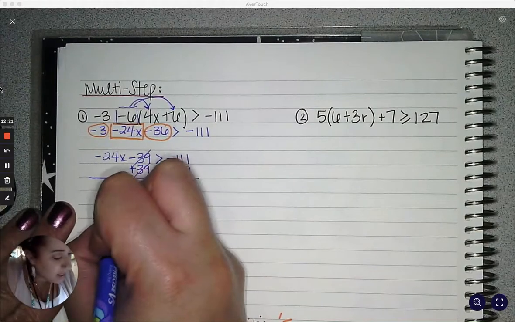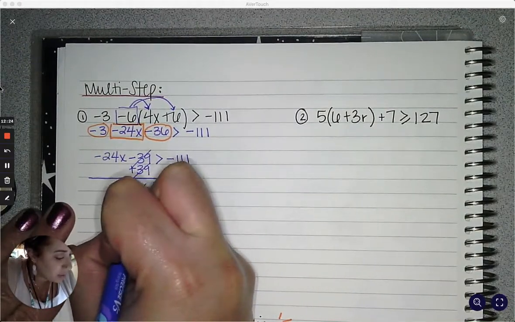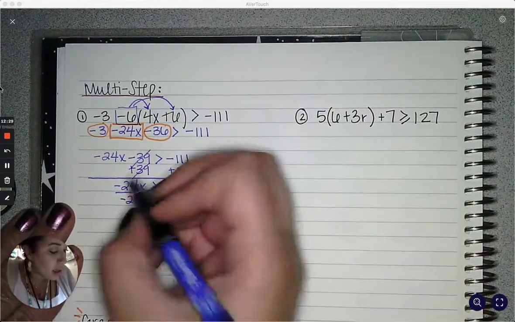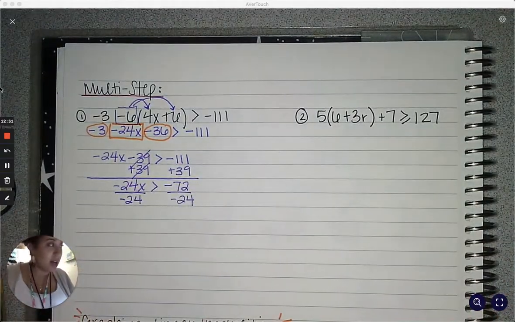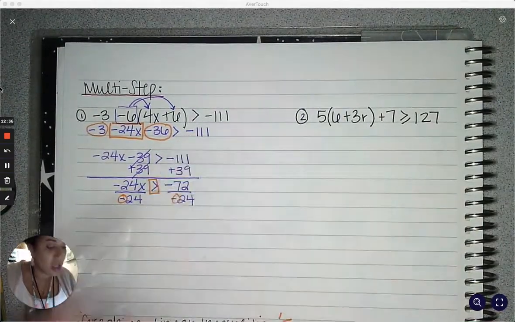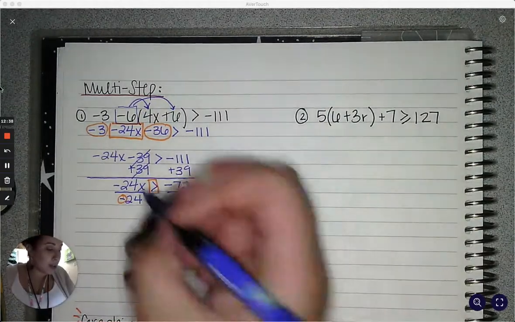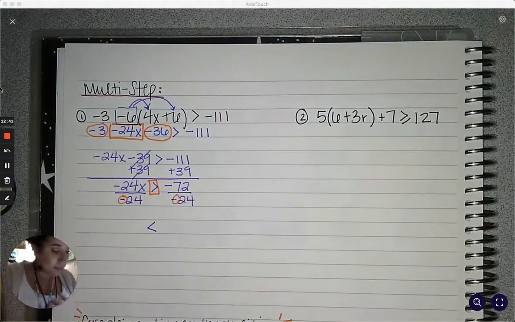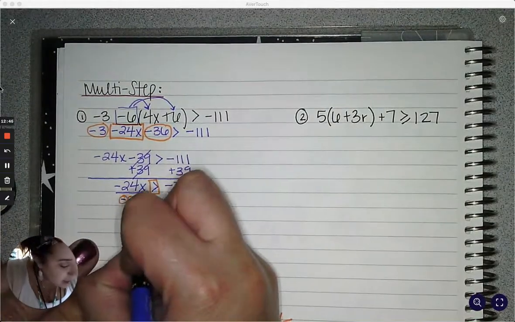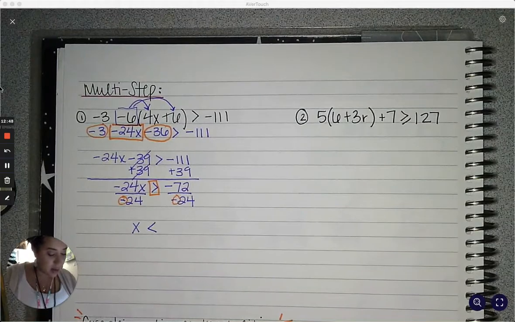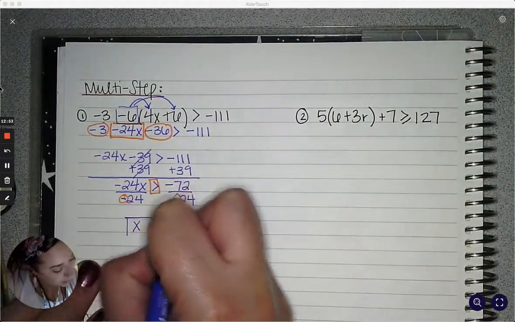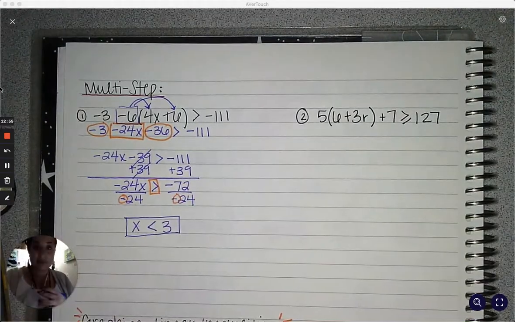But to get x by itself, I need to divide by -24. So I already know, because I am dividing by this negative here, that this symbol is going to change direction. I just went ahead and flipped it. So we have x on this side, and -72 divided by -24 is 3. So my final answer is x is less than 3.